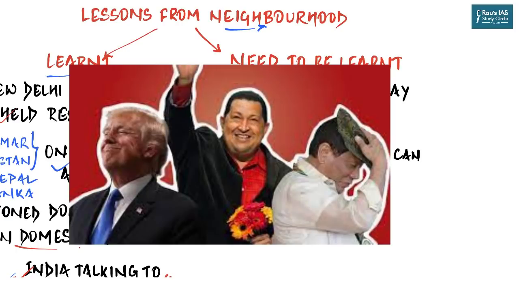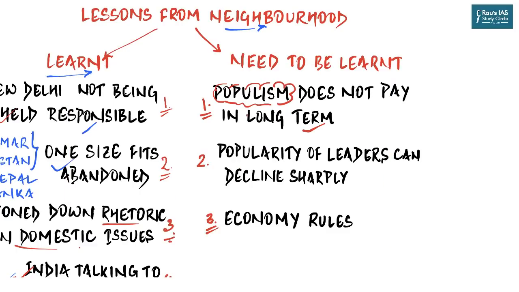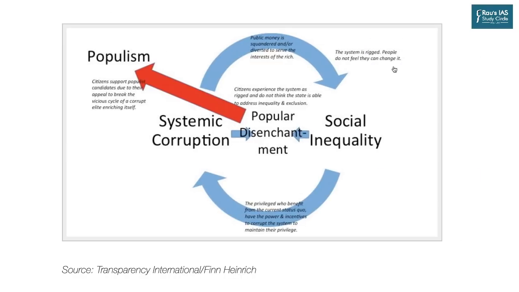And we have seen a recent trend across the globe where populist leaders are making very good electoral moves, not just in South Asia, but also in South America, as well as in Europe. And so this is a current global trend. Now let's take a while to also understand the relation between corruption and social inequality, which gives rise to popular disenchantment, which results in populism. So as you can see in this vicious cycle, public money is squandered or diverted or wasted to serve the interests of the rich.